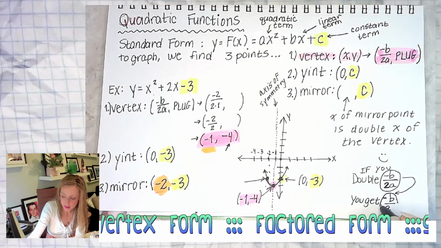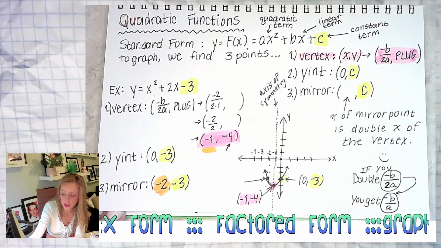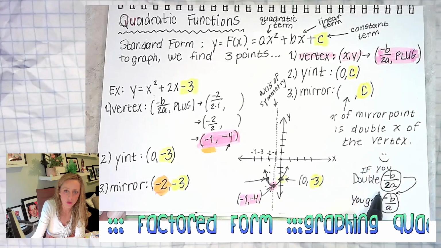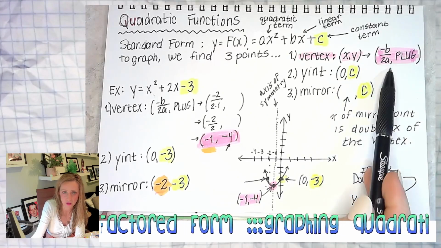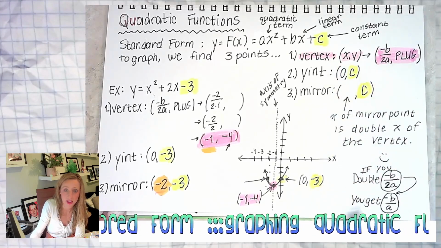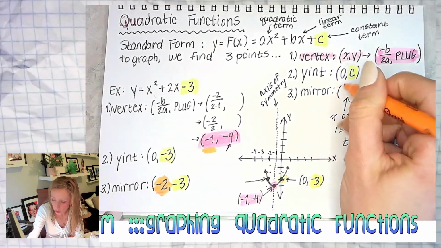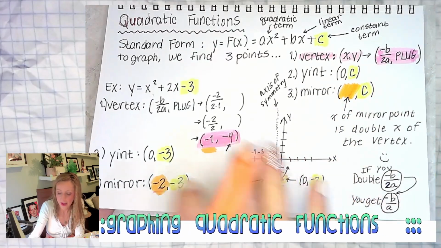a. Yeah. So if you're a formula person, you could use that. It's not necessary. So if you double negative b over 2a, which was the x of the vertex, you get negative b over a. So if you wanted to do it that way, you could. Not really totally necessary. Okay.